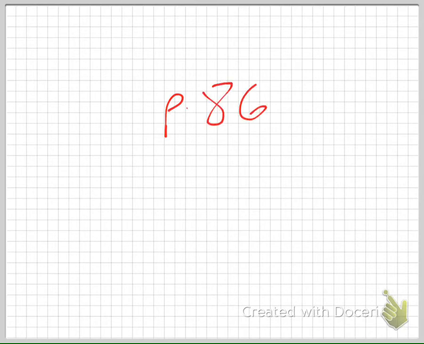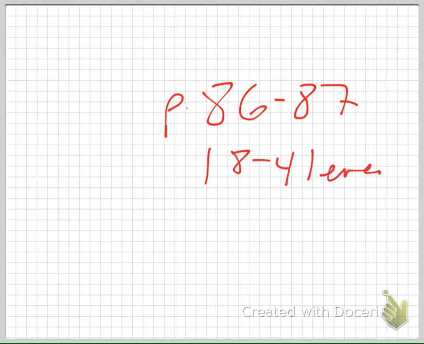Page 86 to 87. 18 to 41 even. And number 64. 64 is a word problem, people. You have to be able to look at the problem, figure out what they're asking, write an equation, and then solve it.